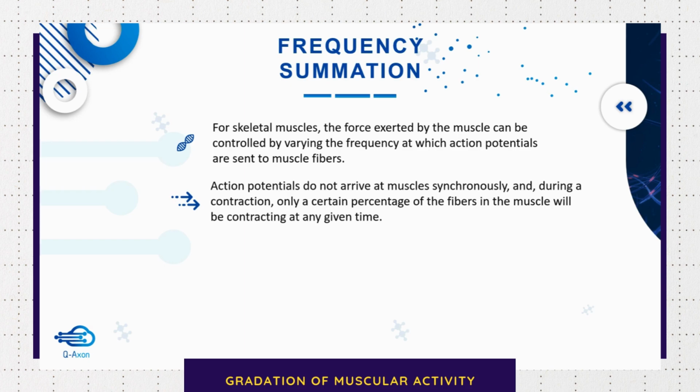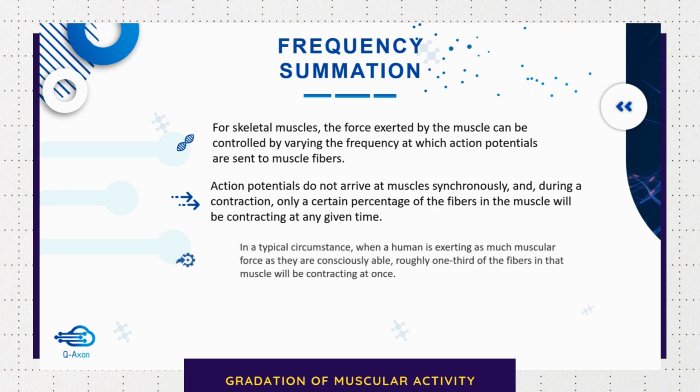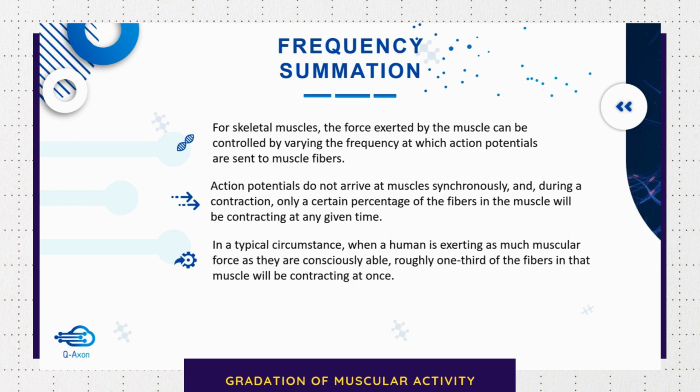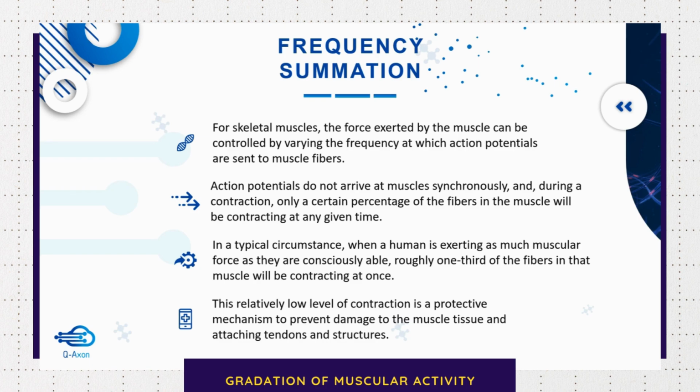Now, at a given point in time, all the action potentials do not arrive simultaneously at the muscle. This means that all the fibers are not contracting at the same given time. So on an average, only about 1/3 of the muscle fibers would be contracting together at once. Now this is a protective mechanism. It prevents damage to the muscle tissue because otherwise the entire muscle may go into contraction at once and bring about a very powerful contraction, and this may not even be necessary in that circumstance, and it can cause damage to the muscle. So this is a protective phenomenon.